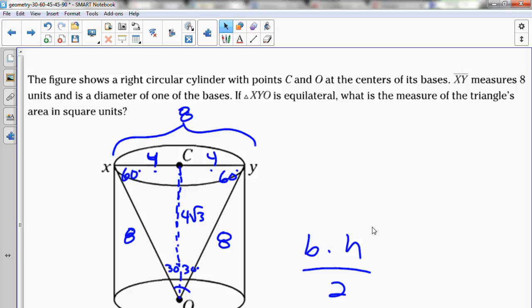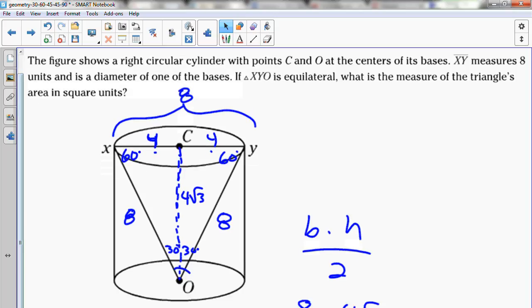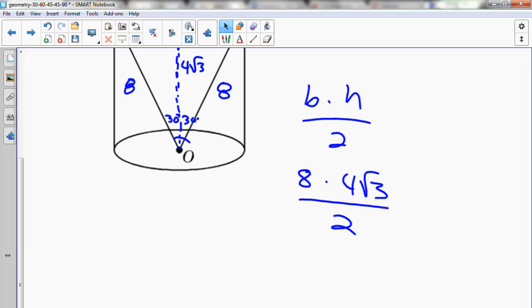Base times height divided by 2. Now base is not 4. 4 was just the short leg. The base is actually 8. So it'll be 8 times the height, 4 square root of 3, over 2. That would be 32 square root of 3 over 2, because 8 times 4 is 32. And 32 over 2 would be 16. So that would be 16 square root of 3.